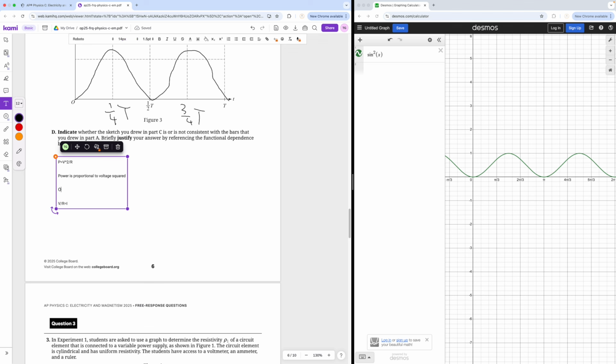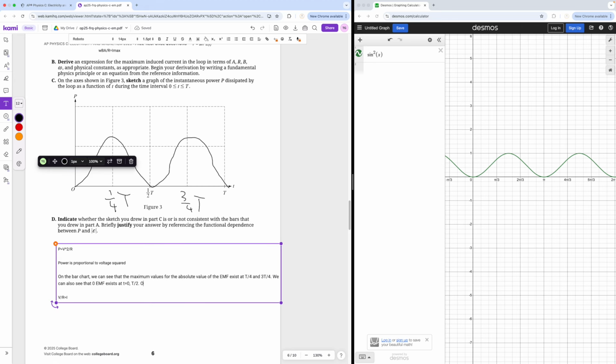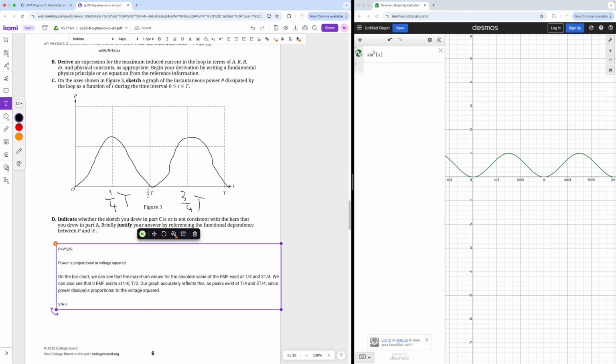So we can actually say on the bar chart, we can see that the maximum values for the absolute value of the EMF exist at 1/4 t, so t over 4, and 3t over 4. We can also see that 0 EMF exists at t equals 0, so t over 2, and t. Well, t doesn't exist in the bar chart, so we're going to ignore that. Our graph accurately reflects this, as peaks exist at t over 4 and 3t over 4, since power is proportional to the voltage squared. And you can say power dissipated, and there you go, that's your answer.